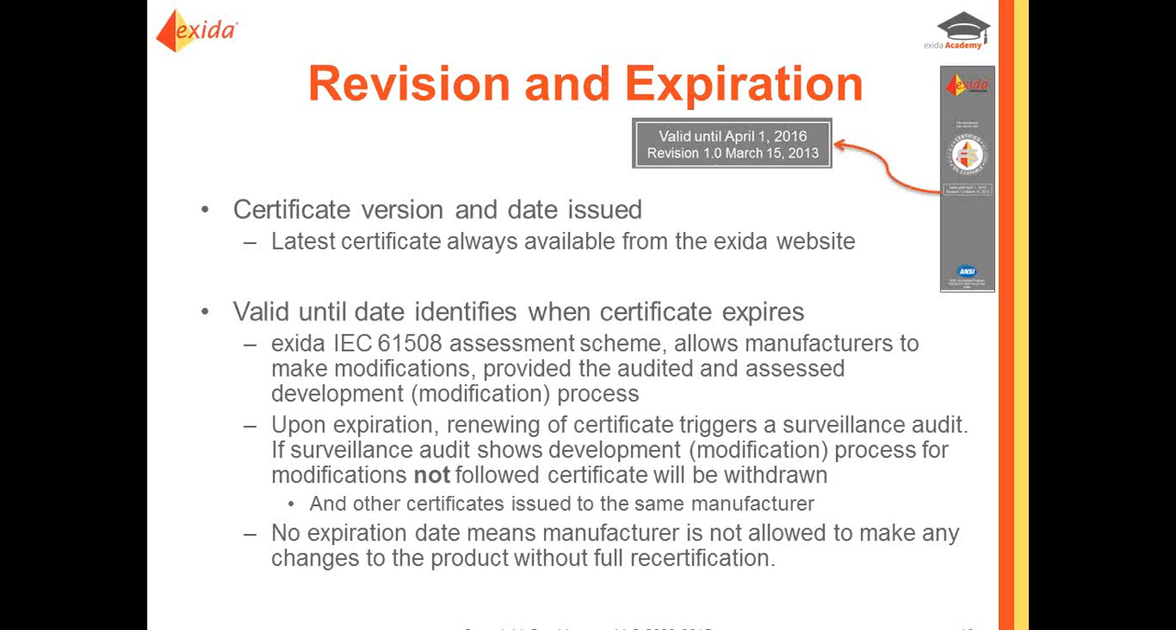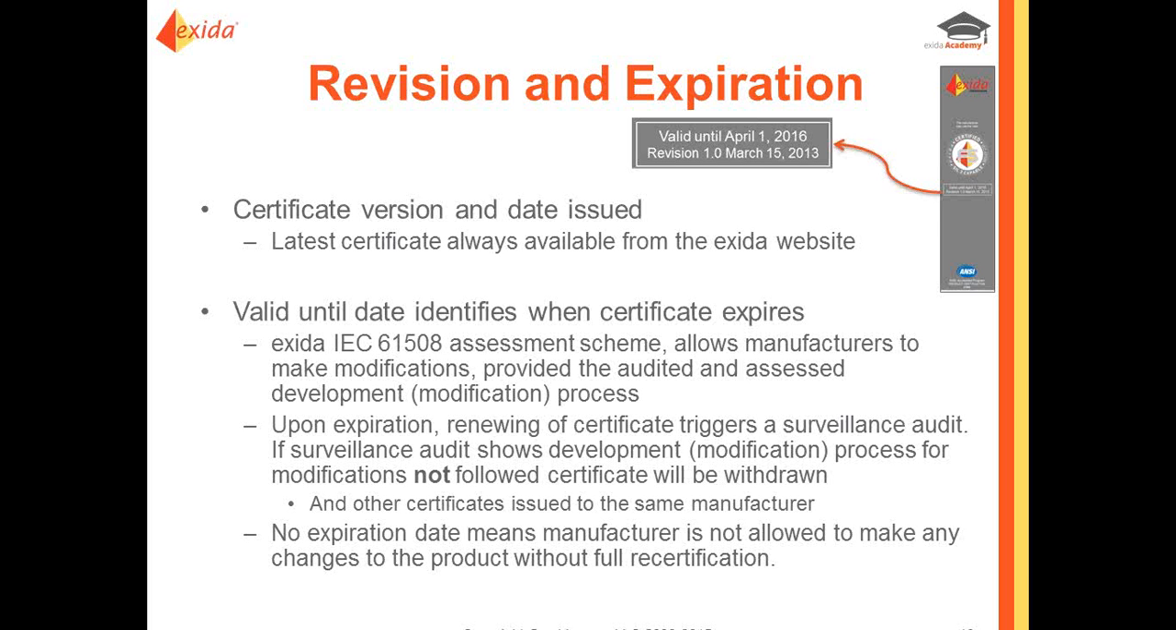Below the symbol is the revision and expiration box. As you can see in this example, it's revision 1, so this is the first time it was revised. The certification was given out and made on this date. It also has a valid till date, which identifies when the certificate expires.